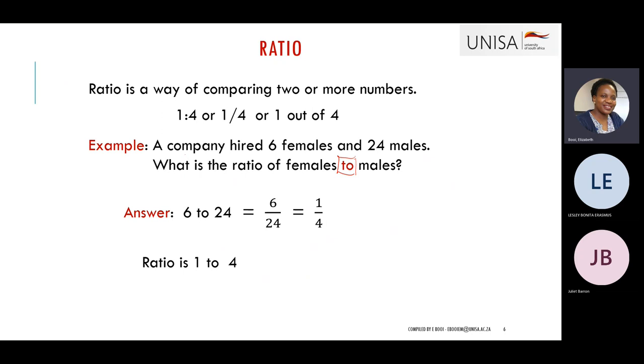Or we can even simplify it further, because if we want to know, for every 1 male that they hire, how many more females do they hire? They actually hire 0.25 females for every male that they hire in this company. If I'm working at this company, I will know that if there were females and males coming into the interview, the chances of a female being selected will be 0.25 as compared to a male, which will be 100%. So we know that 25% of the time they will select a female, but 100% of the time they will select a male.